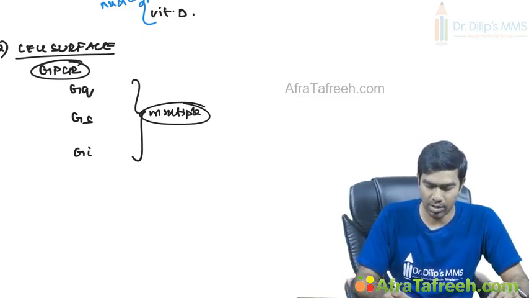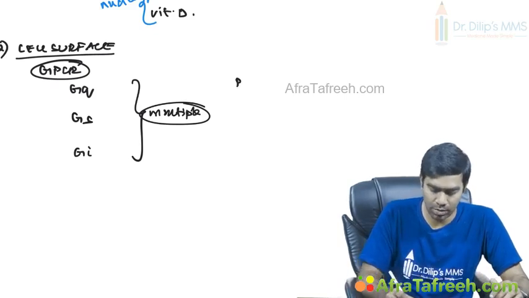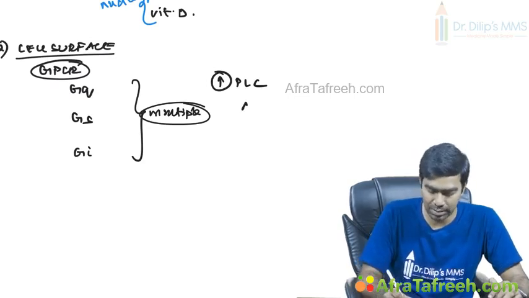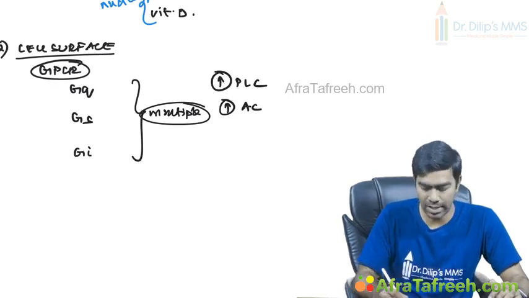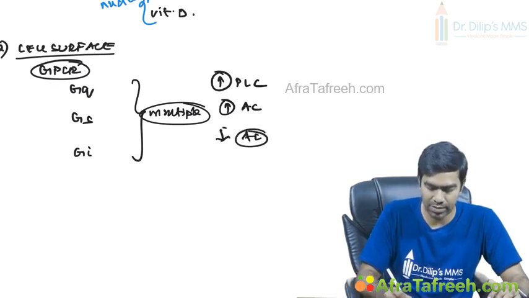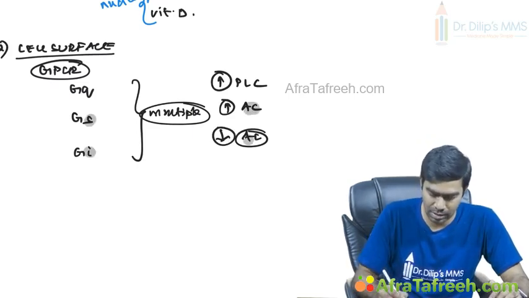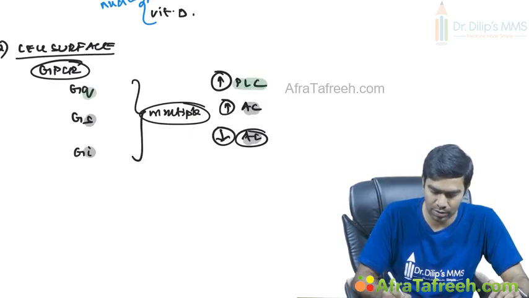We will see them in the respective sections, but right now understand that multiple ligands are there for these G protein coupled receptors. And what are the substrates? In GQ, the substrate is going to be phospholipase C, where the activity will be increased. In GS, the substrate will be adenylate cyclase, where again the activity will be increased. In GI type, the substrate will be adenylate cyclase, where the activity will be decreased. Clear? Which means in S and I, the substrate is adenylate cyclase, whereas in Q, it is phospholipase C.